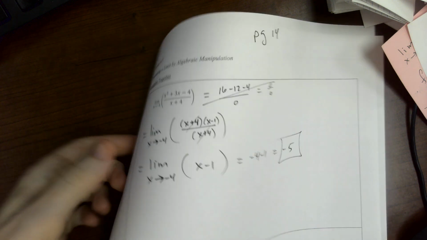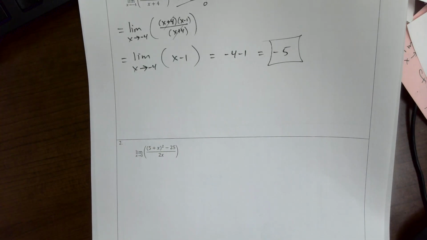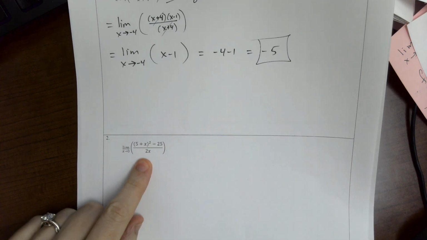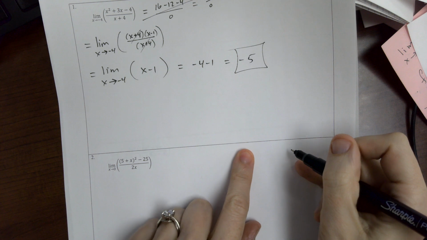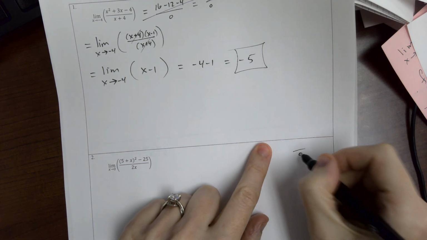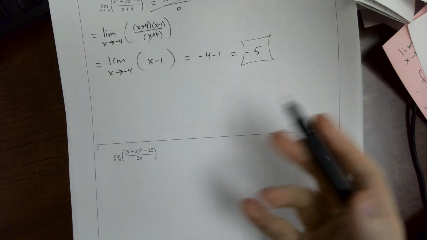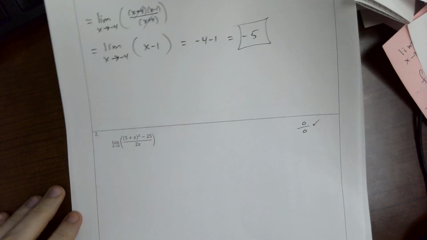Okay, now this next one. So you try direct substitution, like in your head, you could even do it. Once you know the bottom is 0, then you just have to see if the top is also 0. So that would be 5 squared minus 25. Yeah. Okay, so 0 over 0, check.